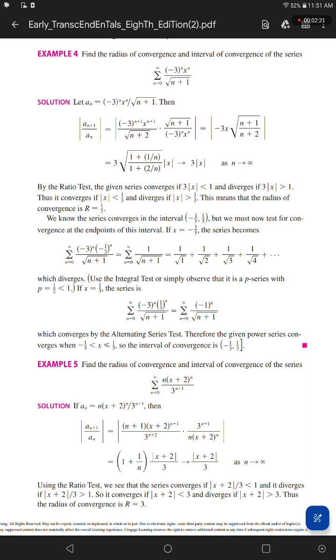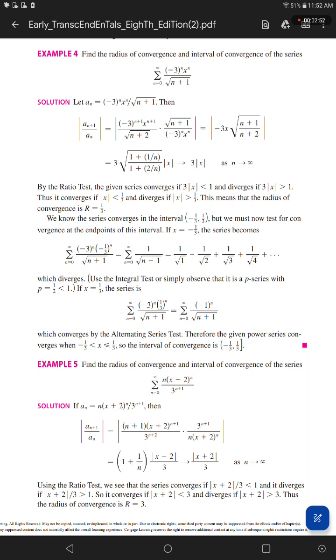Thus, it converges if the absolute value of x is less than 1/3 and diverges if the absolute value of x is greater than 1/3. This means that the radius of convergence is 1/3. We know the series converges in the interval (-1/3, 1/3), but we must now test for convergence at the endpoints of this interval.